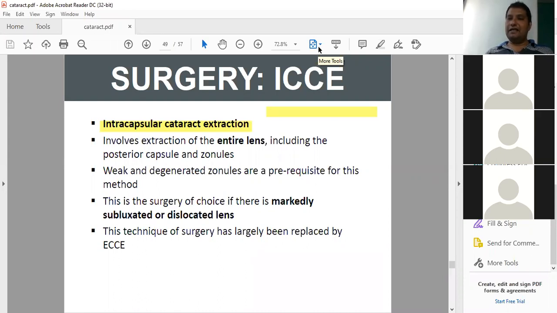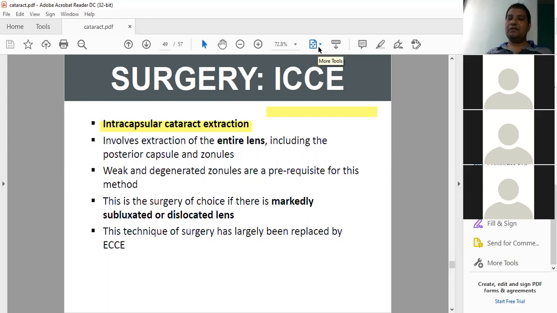Then we do CBC and urine examination, just to rule out any focus of infection. Because if there is an infection, the infection can go into the eye, so we don't want to operate. So we do blood sugar, we do CBC, we do urine. Then whatever tests are required for anesthetic fitness, like ECG and chest X-ray, we do.